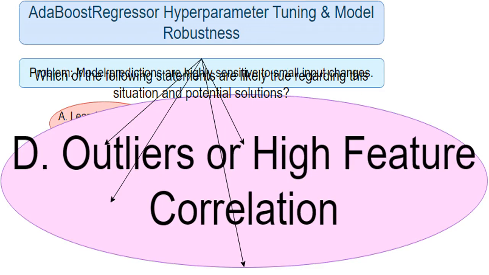Data quality issues, such as outliers, extreme values, or features that are highly correlated, meaning they provide redundant information, can absolutely mess up a model's performance, resulting in sensitivity to minor input changes. This is a data-related problem and not necessarily directly related to AdaBoost's internal workings. We would address this by data cleaning and pre-processing before feeding the data to the model.